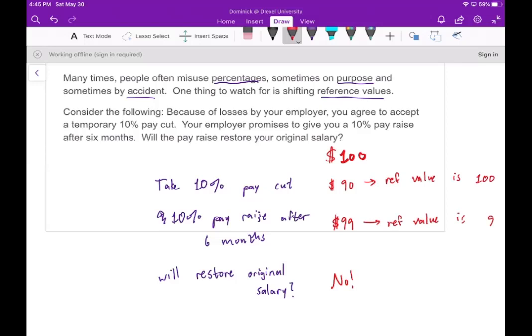So even though it seems like if you lose 10% and then get 10% back, if you're not clever about it, you might miss that and you might think, oh, okay, well, I'm getting everything back, right? But that's not the case, and that's because of the shifting reference values.